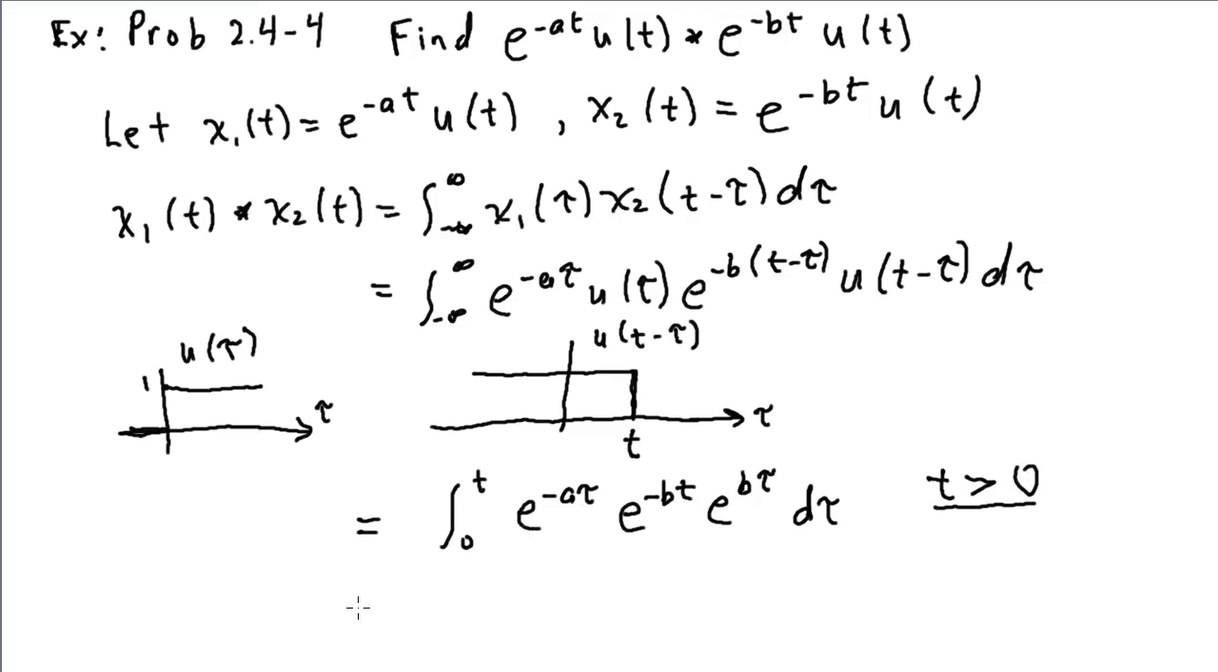So I'll take one more step here. I can factor out this e to the minus bt term because I'm integrating over tau. So factor out e to the minus bt, integral of 0 to t, and then I can combine my two exponents here. I'll have e to the b minus a tau when I combine the b tau and the minus a tau term, integrating over tau. Again, remembering that this is just the result when t is greater than 0.